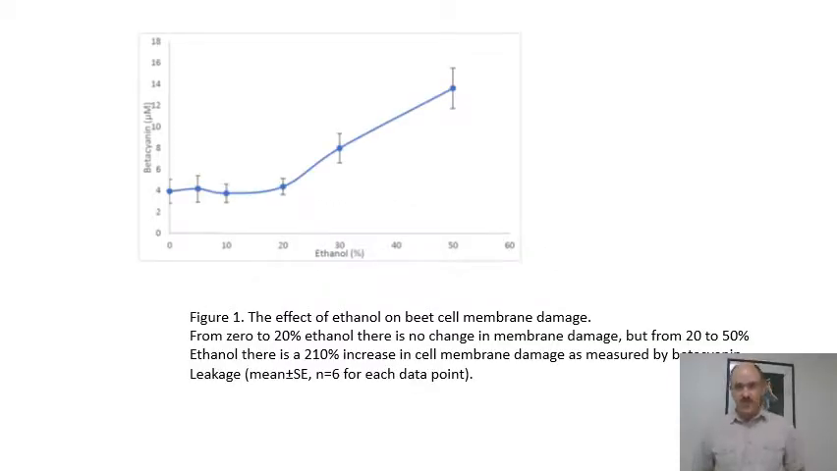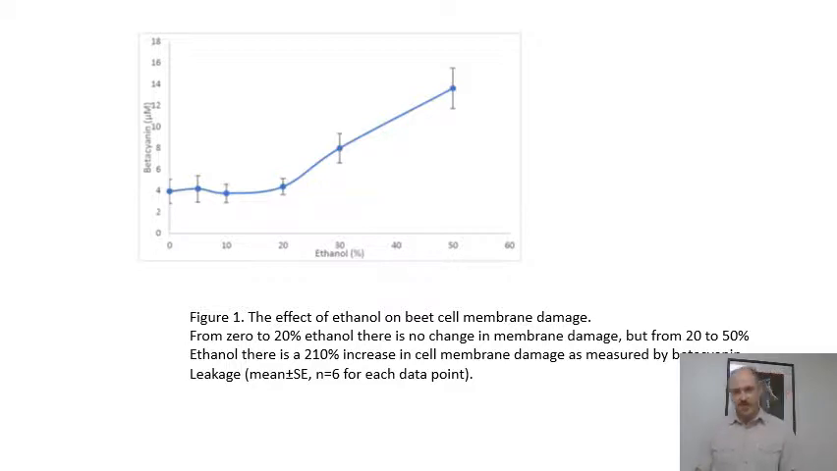The most recent assignment then was to use that standard curve to convert some data from a lab that we didn't get to do in person, where we put beets in ethanol concentrations and see how much ethanol damages cell membranes. And how do we measure cell membrane damage? By measuring how much beta-cyanine leaks out. Okay, so here we have a figure. We have beta-cyanine in micromolar on this axis, and down here we have ethanol in percent on the x-axis.